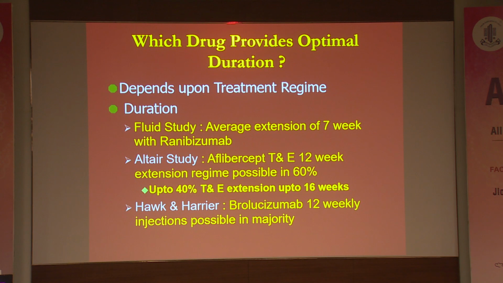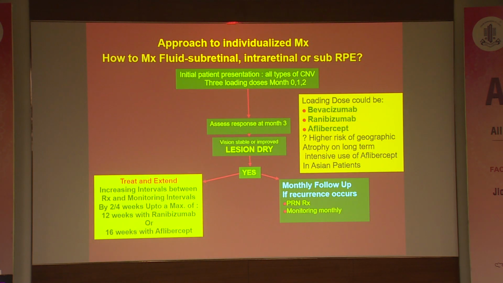Now, what about the duration that you can maintain? Well, the Fluid study showed that with ranibizumab, more or less, you could get an average extension of 7 weeks. The Altair study showed us that you could get an extension of up to 12 weeks in up to 60% of patients, and extension for 16 weeks in 40% of patients. So 40% of patients can actually end up with 16 weeks intervals. The Hawk and Harrier did not go beyond 12 weeks and showed that brolucizumab could be used 12 weekly in a large number of patients.